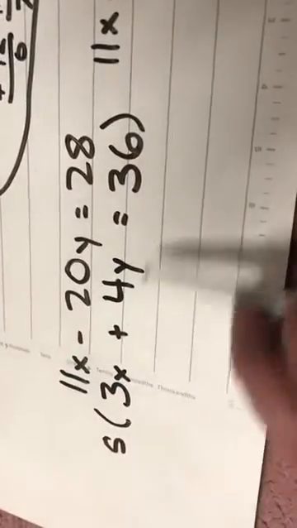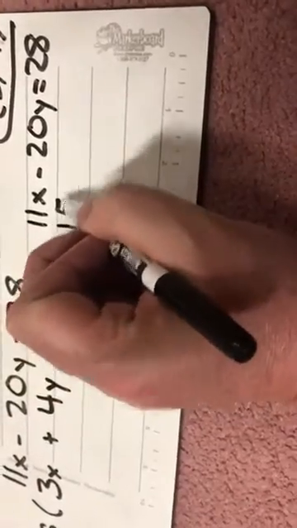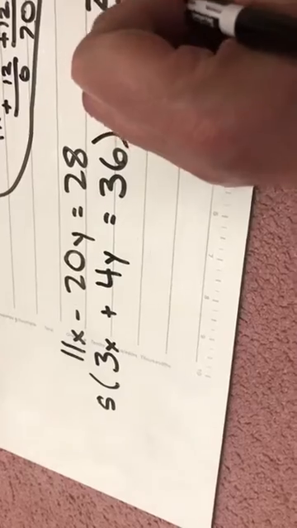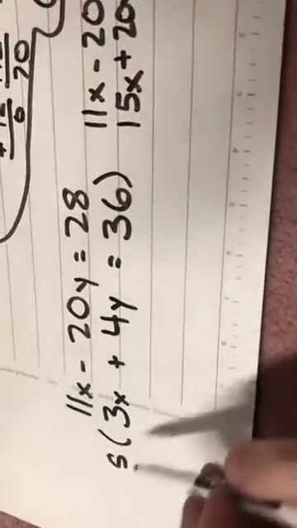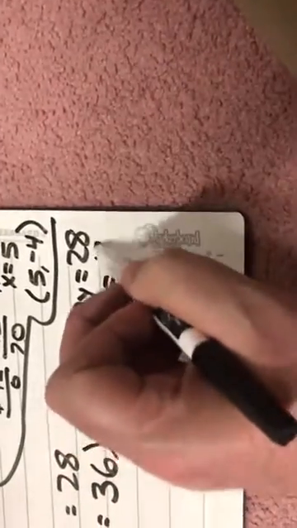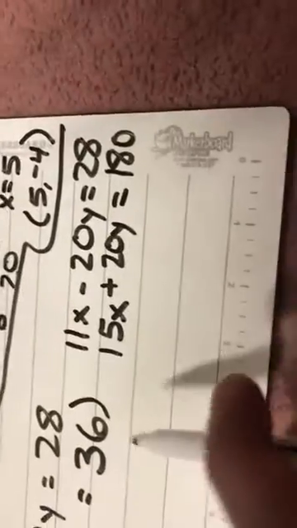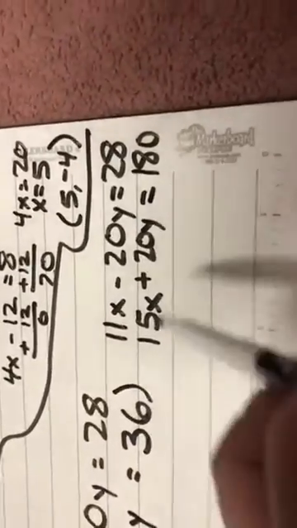I multiply this whole thing by 5. 5 times 3x, that is 15x. 5 times 4y is going to give me a plus 20y. And 5 times 36 is going to make that whole thing equal 180. All right, well, okay. So now I need to see how I'm going to eliminate.